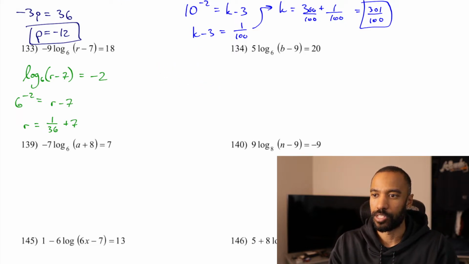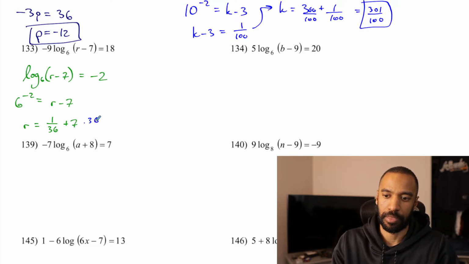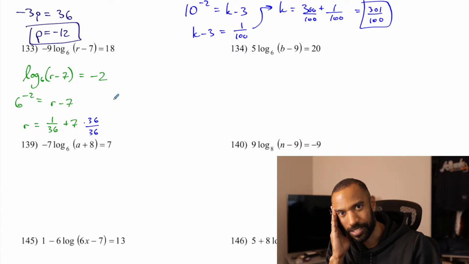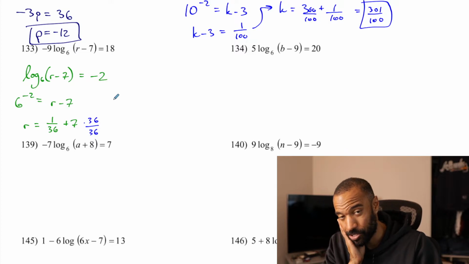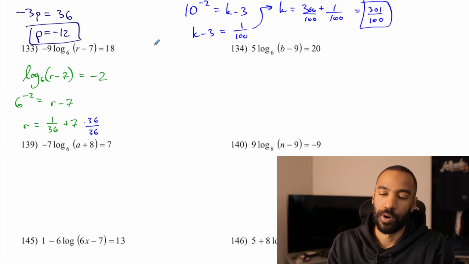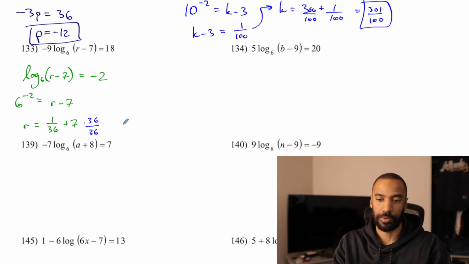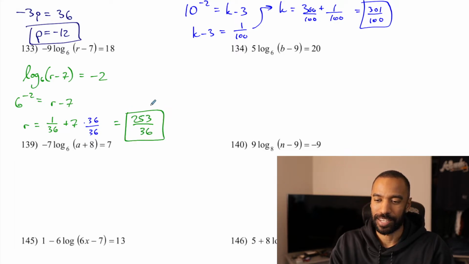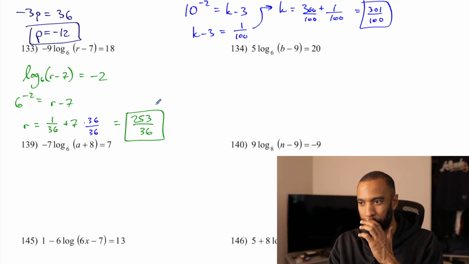Now, if I want a common denominator, I'll have to multiply top and bottom by 36. This is the part that isn't as fun for me. 7 times 36 is 252, I think. Plus 1 is 253. That was kind of harder to do. 253 over 36 should be the answer for r.